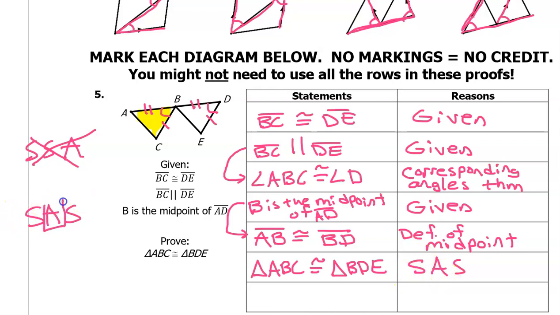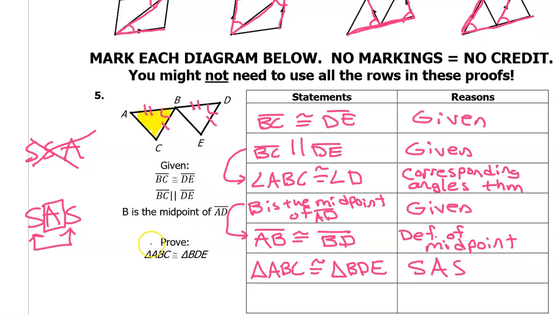Also, side, angle, side means that the angle is between the two sides. And we see that this angle is in fact between the two sides. So that's it for problem number 5.